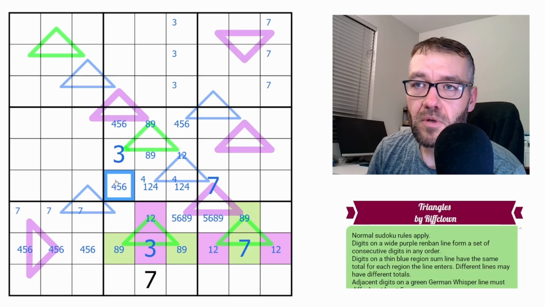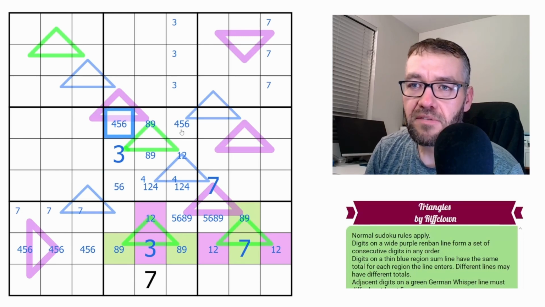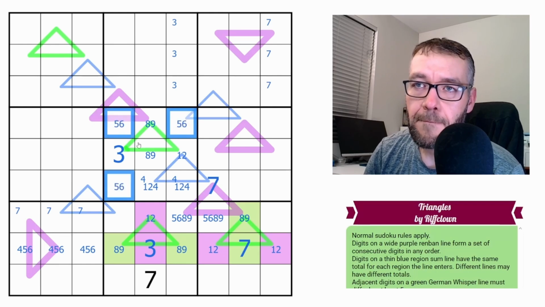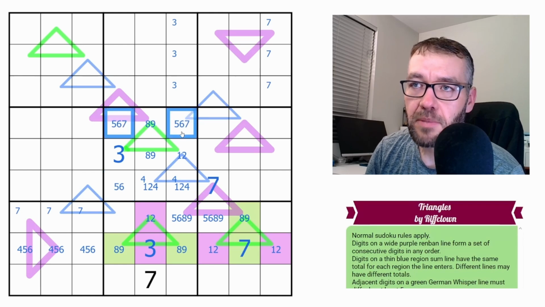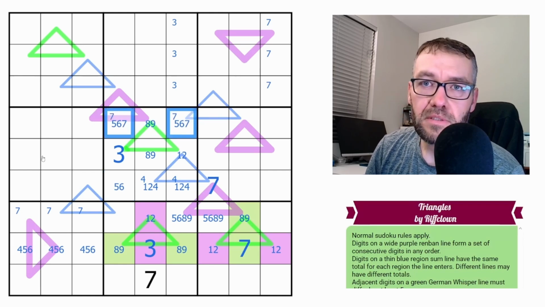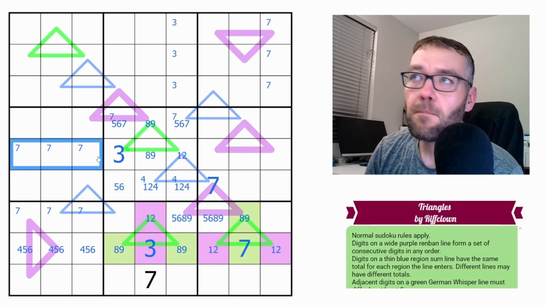Actually, no, this is not a 4. Wait up. No, we need a 7 in here somewhere. These numbers are not 4, 5, 6. These are 5, 6, 7. And this one can't be a 7. All right, that puts a 7 up here somewhere, which means the 7 in this box goes over here.